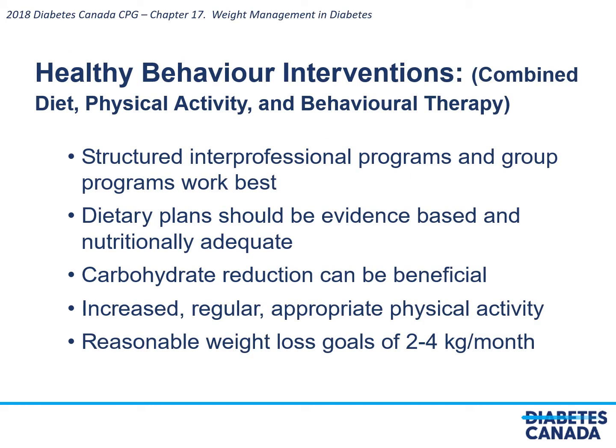Healthy behavior interventions include a combination of an appropriate diet, physical activity, and behavioral therapy. Structured interprofessional programs are recommended, and group programs work best. Dietary plans should be evidence-based and nutritionally adequate. There's evidence that carbohydrate reduction can be beneficial. Appropriate physical activity is an essential part of behavioral interventions. The goal is to have a reasonable weight loss of 2 to 4 kilos per month.